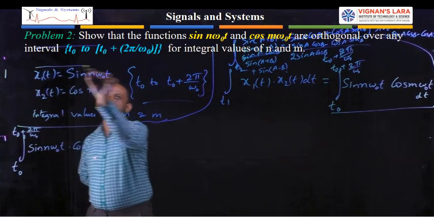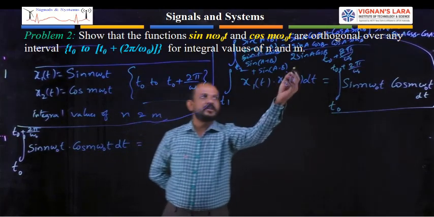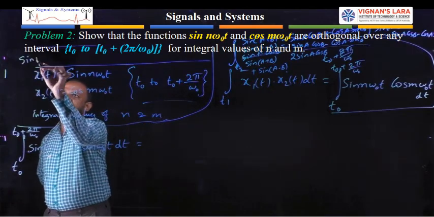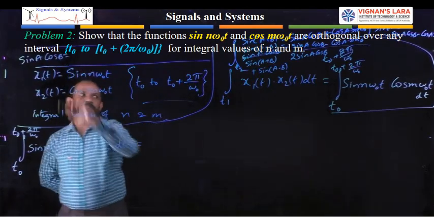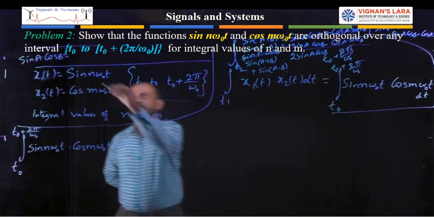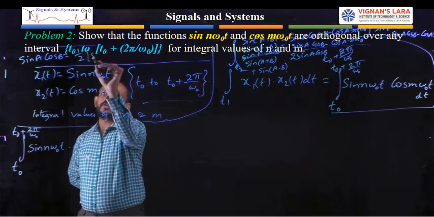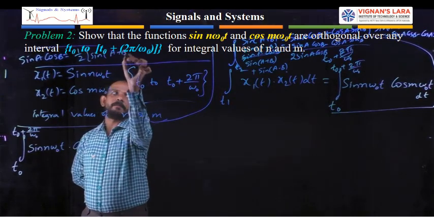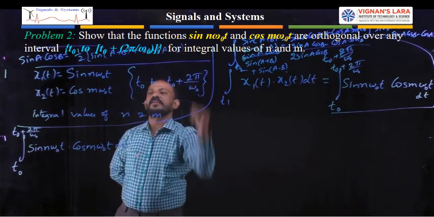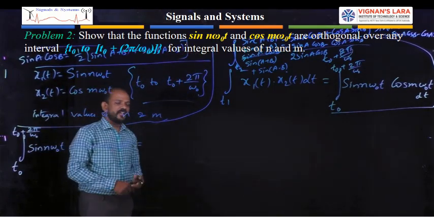But what do I need? I need only sine A cos B. From this, what is the formula for sine A cos B? Now you tell me. Sine A cos B equals, bring the 2 to this side, so what happens? 1 by 2. So it is 1 by 2 into sine of A plus B plus sine of A minus B. This is the formula for sine A cos B.